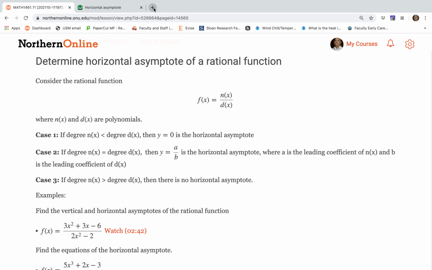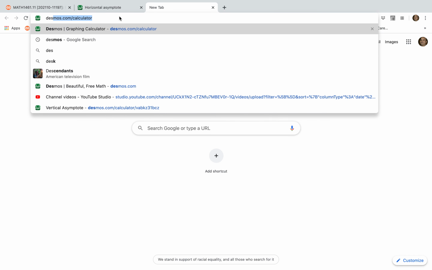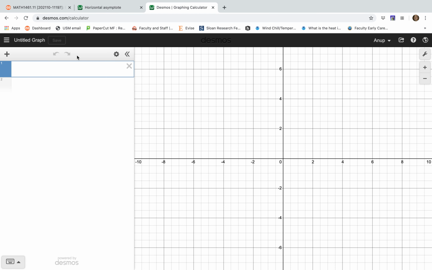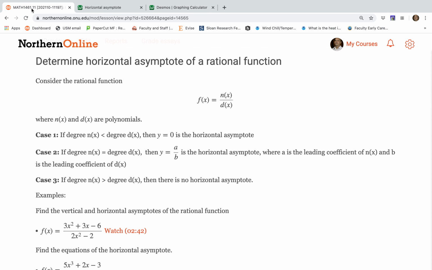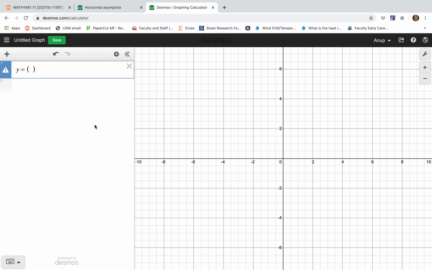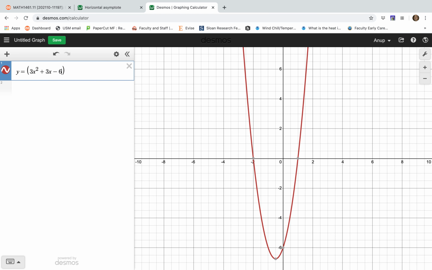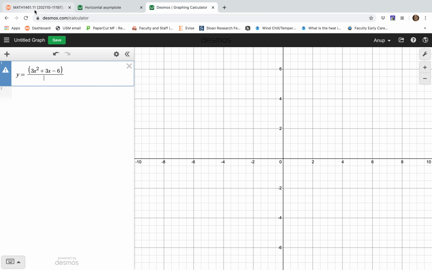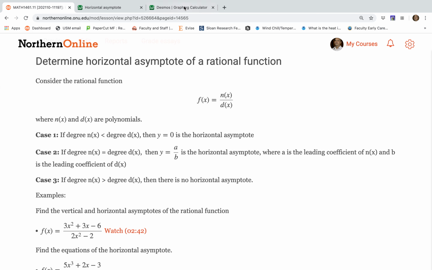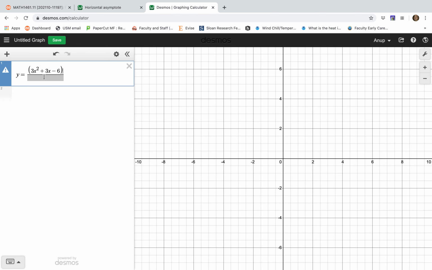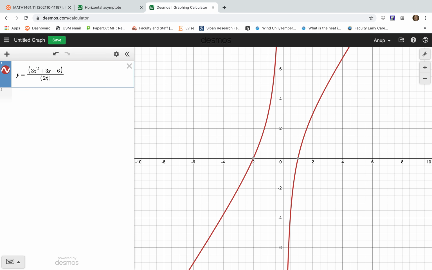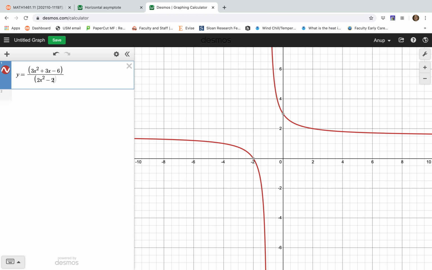Do you want to check that? Okay, let's go ahead and do that on Desmos. Y is equal to, what was the polynomial on the numerator? 3x squared plus 3x minus 6, divided by, what is the polynomial on the denominator? 2x squared minus 2. What did I say earlier?